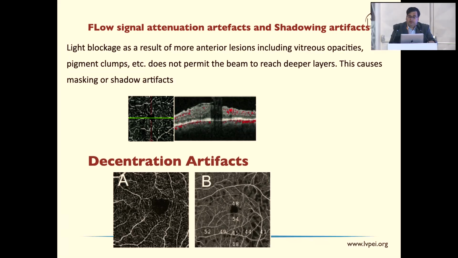You may have decentration artifacts wherein the scan was trying to auto-center itself on the fovea, but it did not go there. And this really becomes important when you're going to do quantitative OCT scans, because if you look at this scan here, the ETDRS grid is being placed somewhere else altogether. So this is a decentration artifact. Qualitatively you may still be able to interpret it, but when it comes to quantitative OCTA, it may be an issue when you have a lot of decentration.